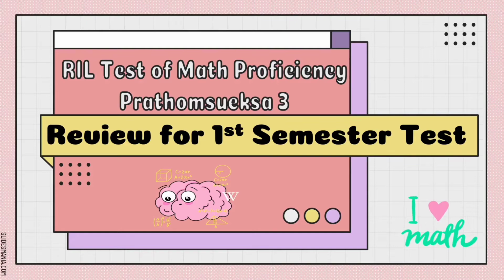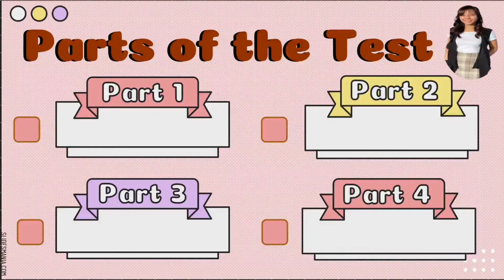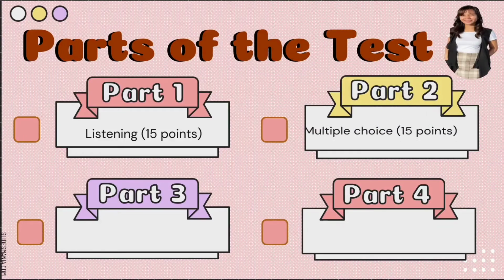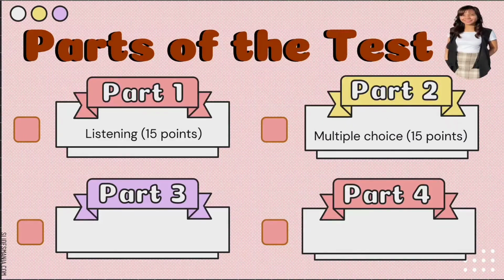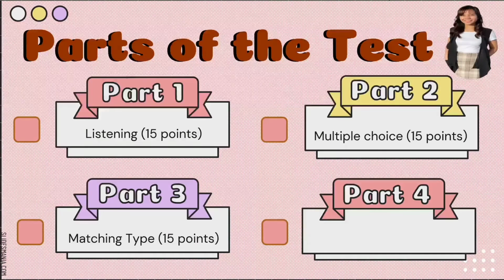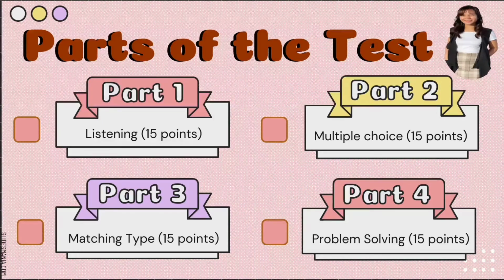In this video, we're going to review for the first semester test. Okay, so the parts of the test, as you can see in your paper test: part 1 is for listening, and that's for 15 points. Part 2, multiple choice, 15 points. Part 3, matching type, 15 points. And part 4 is about problem solving, and that's also for 15 points.